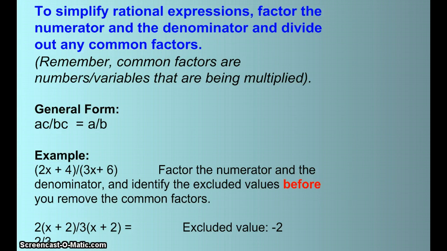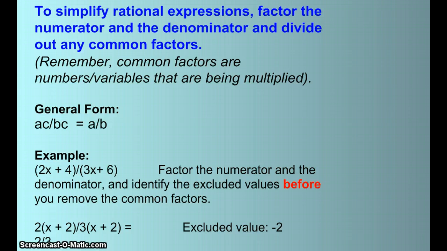In this example, we have 2x plus 4 divided by 3x plus 6. Factor the numerator and the denominator and identify the excluded values before you remove the common factors. Okay, you have to do that because later on, when you start removing common factors, you're going to lose the excluded values or the ability to see them. So it's really, really important that you stop at that step, get it completely factored, then identify the excluded values, and then remove the common factors.